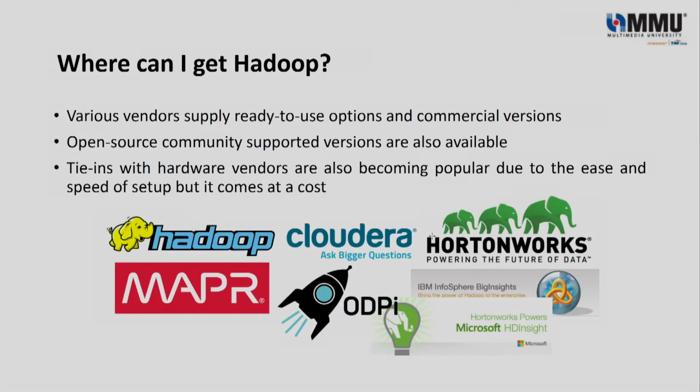So where can I get Hadoop? Various vendors supply ready-to-use options and commercial options. Of course, you can have the open source community version as well. Some of the bigger names in Hadoop are Cloudera and Hortonworks, and also MapR. These are the big players in Hadoop. If you'd like to use Hadoop on the cloud, you have products such as Microsoft HDInsight. You can deploy Hadoop clusters on their Azure cloud solutions.